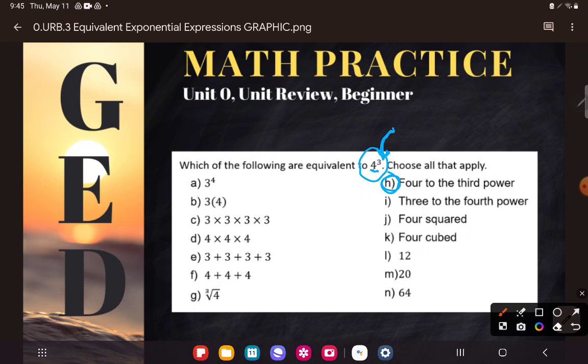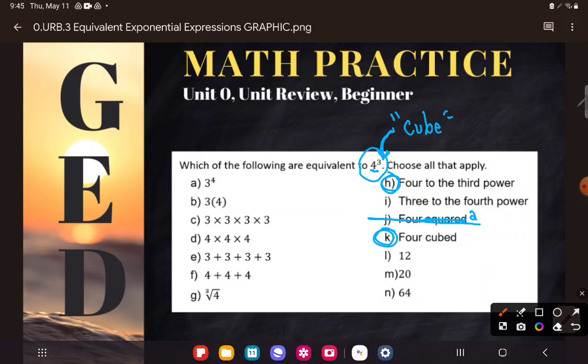The third power has kind of a nickname. It's not really a nickname, it's another official name. We also call the third power cube. So another way to say this would be 4 cubed. Now be careful. Square is the nickname for the second power. And so this answer J here would be wrong.